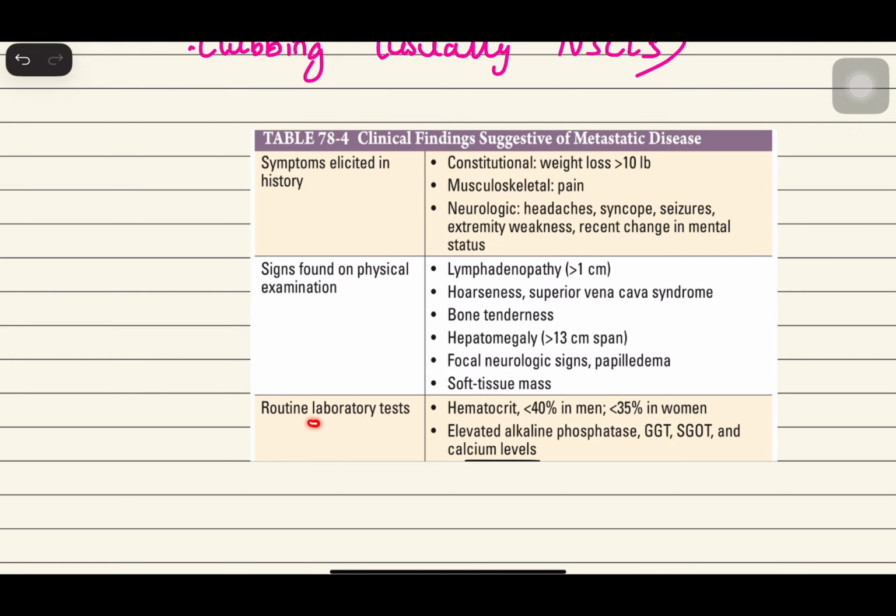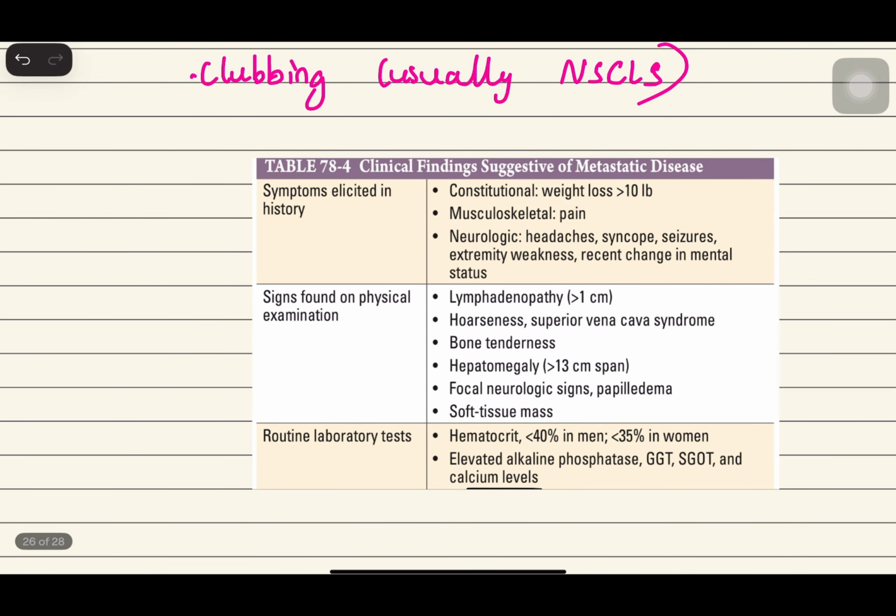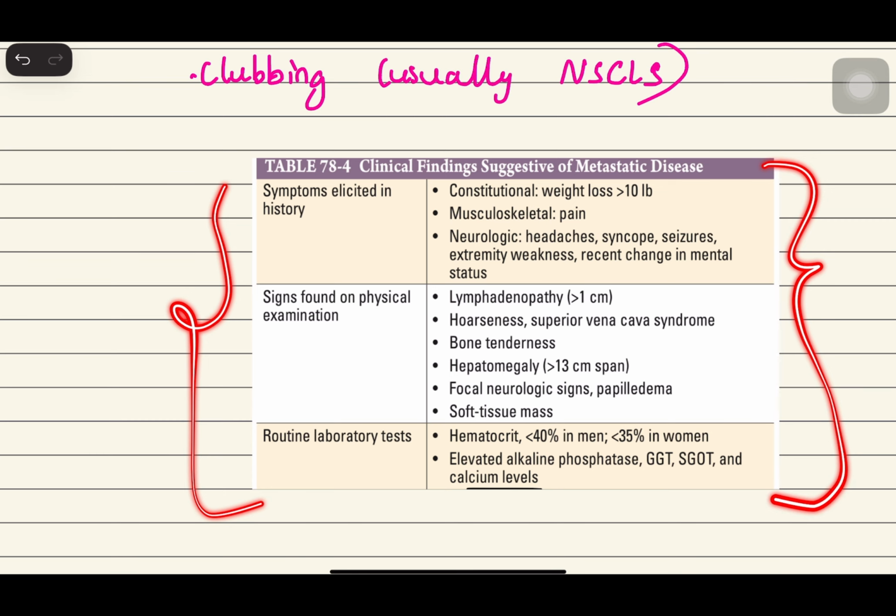In routine laboratory tests, you can see hematocrit value less than 40% in men, less than 35% in women. There will be elevated alkaline phosphatase, GGT, SGOT, and calcium levels. These are the clinical findings suggestive of metastatic disease.